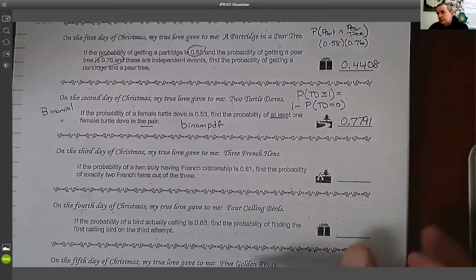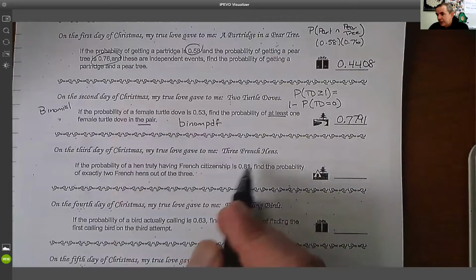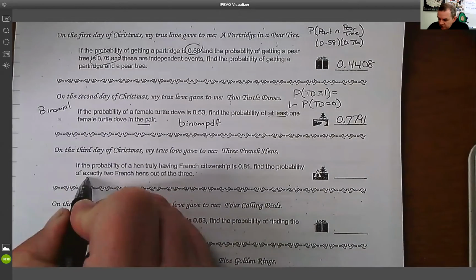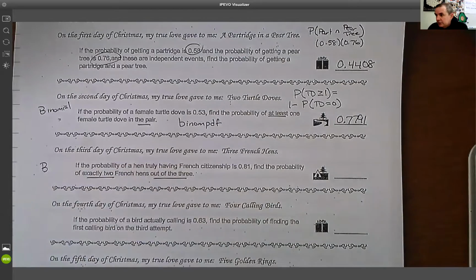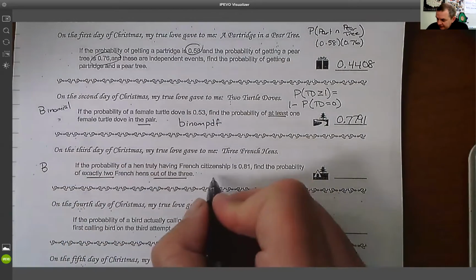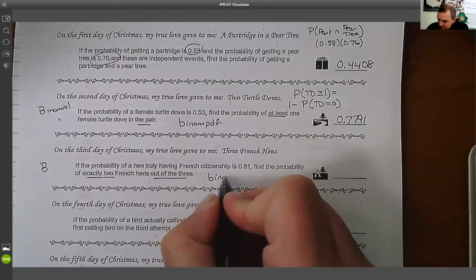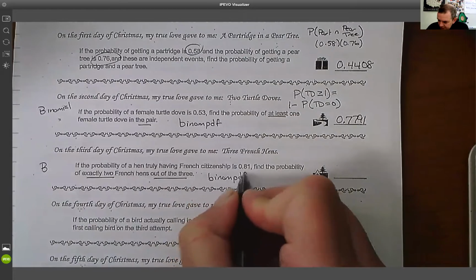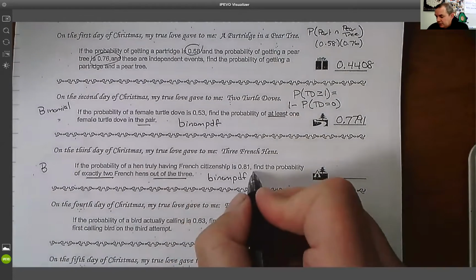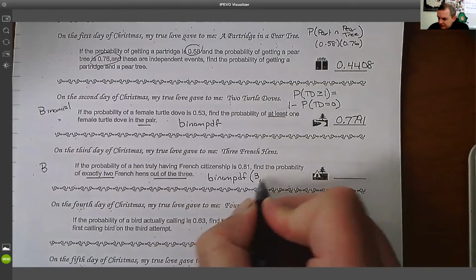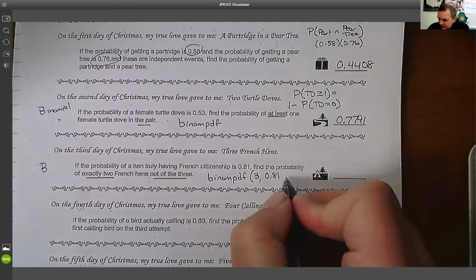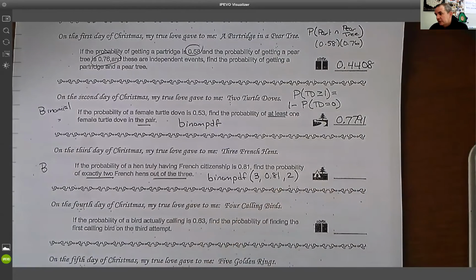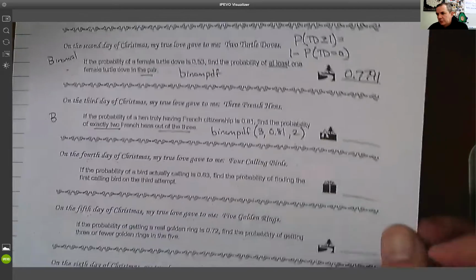On the third day of Christmas, my true love gave to me the probability of exactly 2 French hens out of the 3. So again, this is going to be a binomial. And since it says exactly, this is also going to be a binomial PDF. I'm not going to go through the exercise of it in the calculator, but we have 3 French hens, with French citizenship. We want exactly 2. So that's what we're going to type in the calculator, and we'll get our number. The answer key will be up online with the actual numbers.